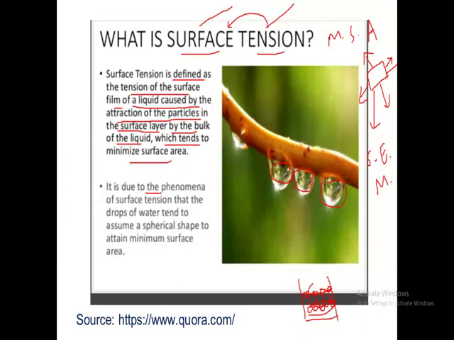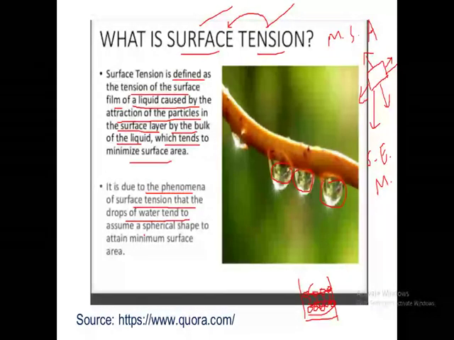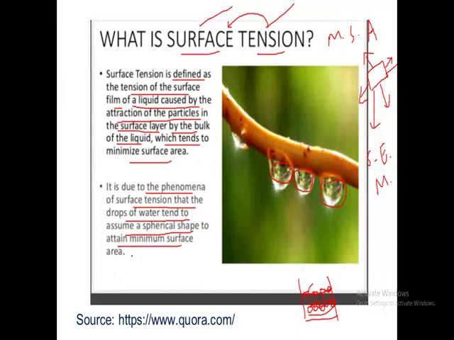So we say it is due to the phenomenon of surface tension that the drops of water tend to assume a spherical shape. The spherical shape of a liquid is due to what? Due to the surface tension phenomenon. What is the reason for that? Because the liquid tries to occupy minimum surface area.